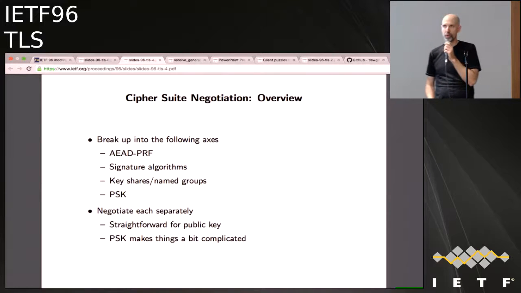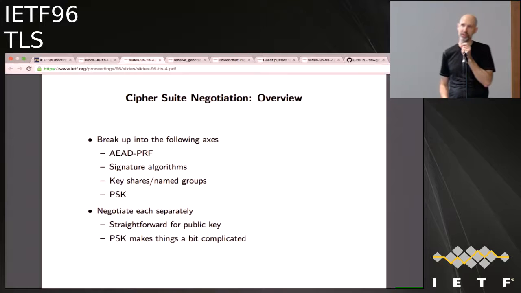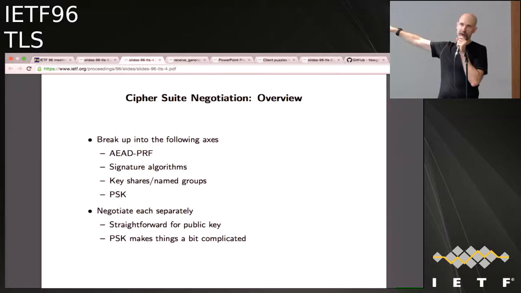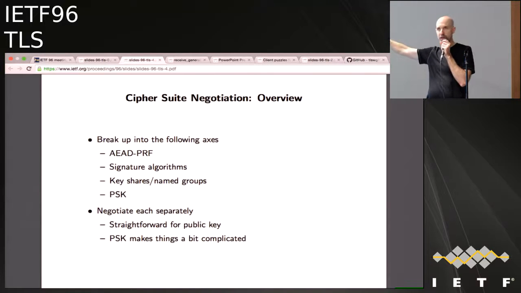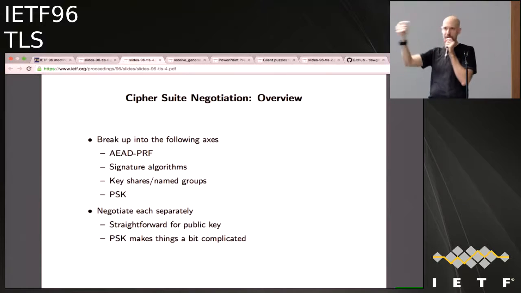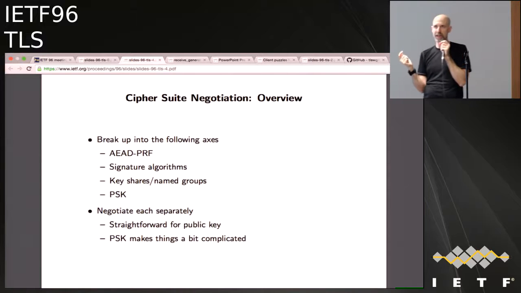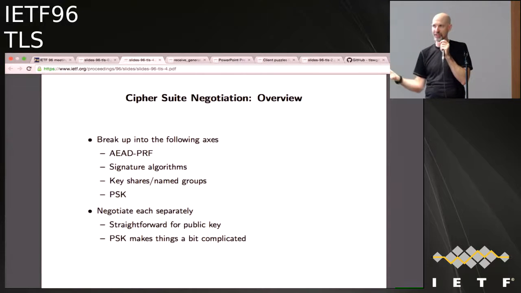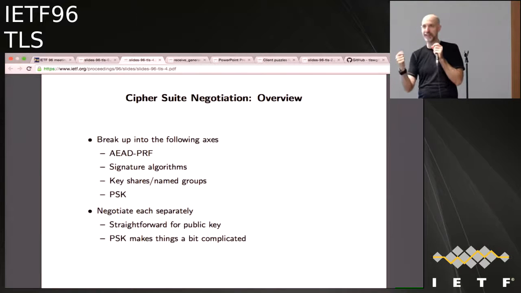I don't think we do lose that. What we lose is the ability to talk about combinations in the same way. Each of these actually does try to prioritize a list, with the exception of PSK. So you can say, I like this named group more than this named group, and you can say, I like this initial algorithm more than this initial algorithm. What you can't say is, I would like curve 25519, but only with AES-GCM, and don't give me curve 25519 with ChaCha. You can't say it, and you can't prioritize it, right?